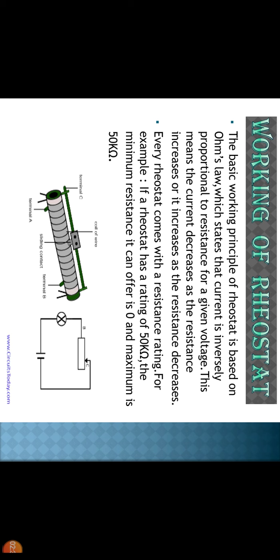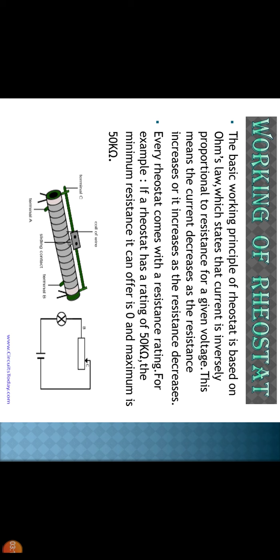How does this rheostat work? The basic working principle of rheostat is based on Ohm's law. George Simon Ohm is a great physicist of Germany. So this law states that current is inversely proportional to resistance for a given voltage. This means that current decreases as the resistance increases, or it increases as the resistance decreases. You may know about this as we have studied it in our 10th class, chapter 12, electricity.